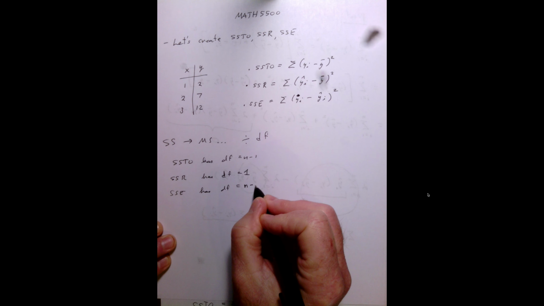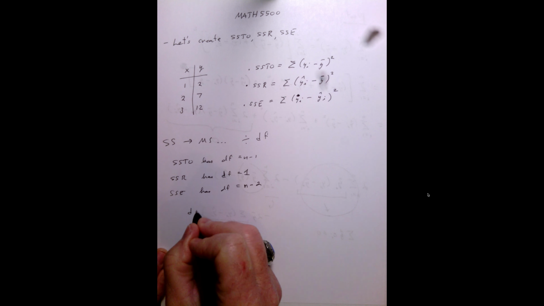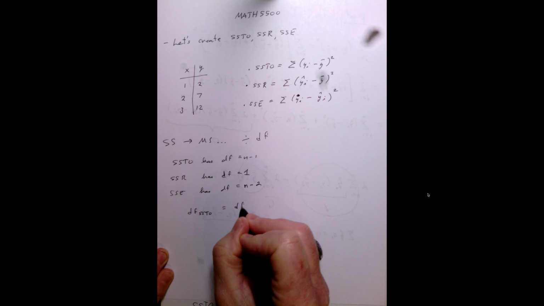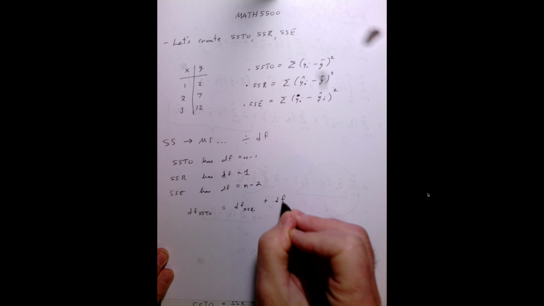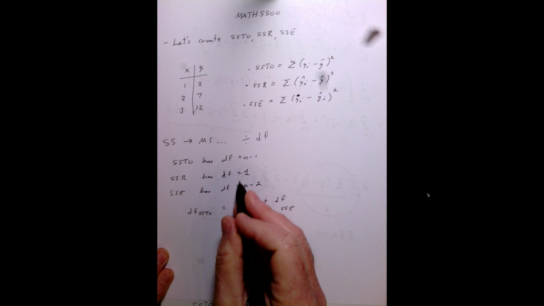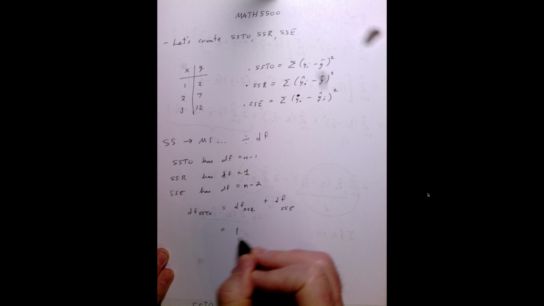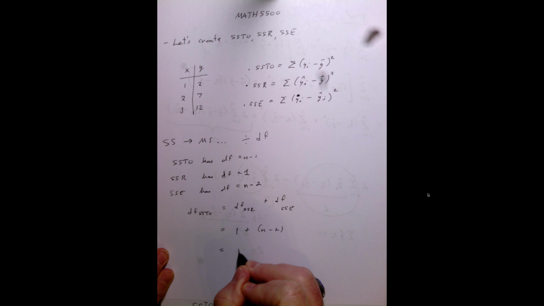And the sum of squares error has degrees of freedom equal to n minus 2. So we can see that the degrees of freedom for the sum of squares total equals the degrees of freedom for the sum of squares regression plus the degrees of freedom for the sum of squares error. On the right side, that's 1 plus n minus 2, which of course is n minus 1, exactly the degrees of freedom for the total.